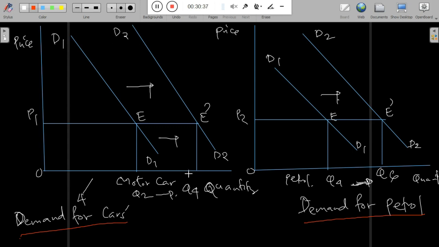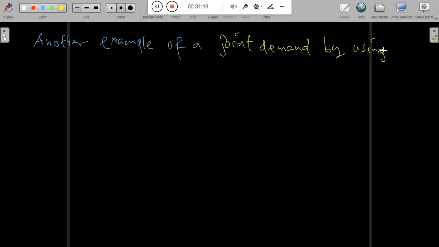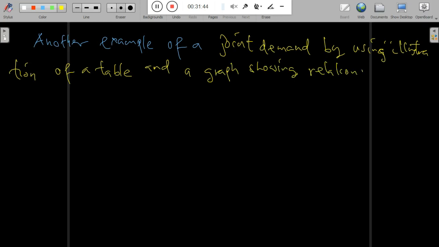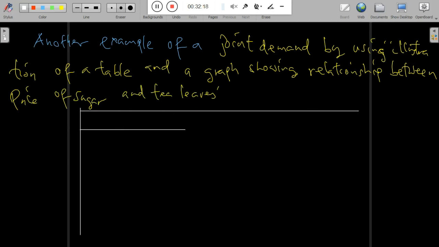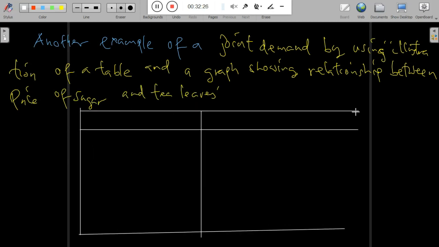Another example of joint demand, using an illustration, is a table and graph showing the relationship between the price of sugar and tea leaves. Another example that shows joint or complementary demand is the graph showing the relationship between the price of sugar and tea leaves. This means that you cannot consume tea without sugar. This means that any consumption of sugar will increase consumption of tea leaves.